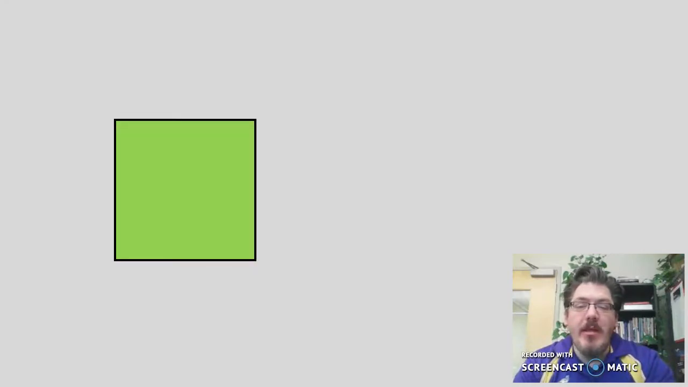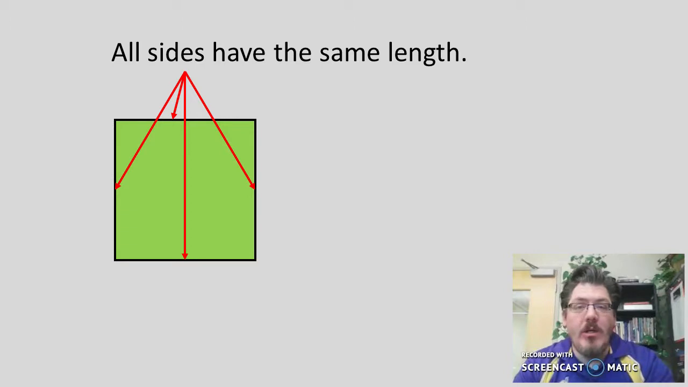Now, a kindergarten student should be able to make similar types of observations about other basic shapes like rectangles and squares. With a square, for instance, a kindergarten student should be able to recognize the number of sides and the number of corners. He or she should also be able to articulate the fact that the sides of a square are all equal in length.